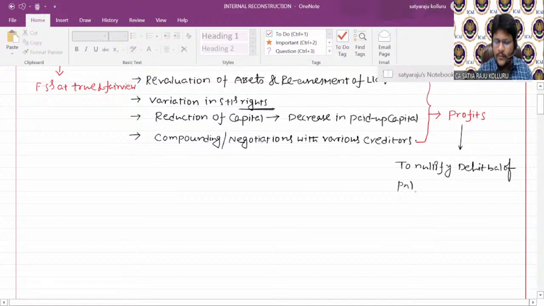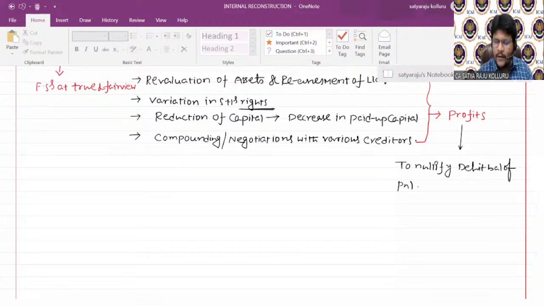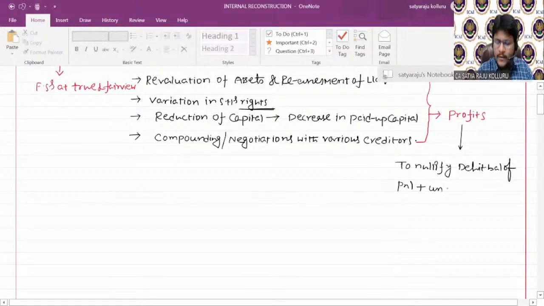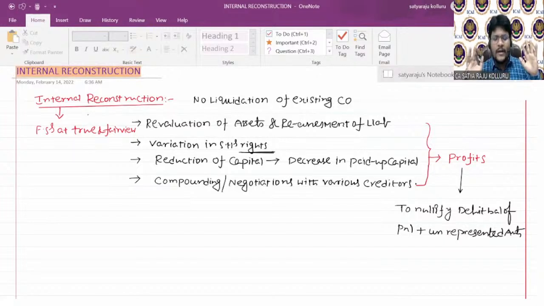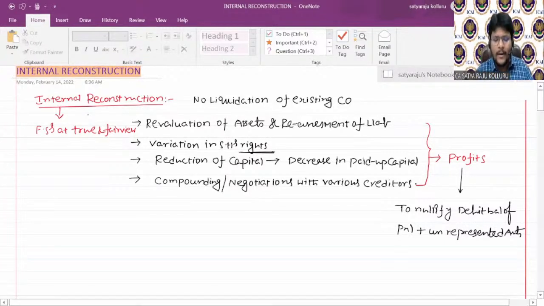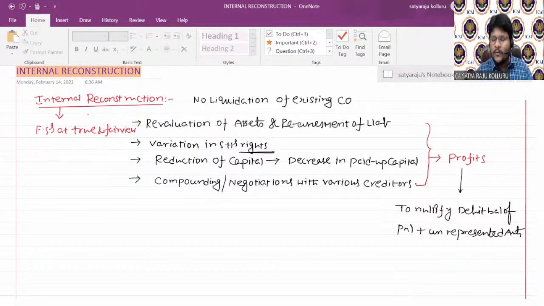Not only the debit balance of P&L, they are also used to nullify unrepresented assets. Unrepresented assets also we can nullify. So then the existing financial statements depict a true and fair picture. That is the objective actually. So just a layman's outline I have given. In case of internal reconstruction, what happens? Due to various activities, we are getting profits. Such profits are ultimately useful to set off the existing debit balance of profit and loss account and unrepresented assets.